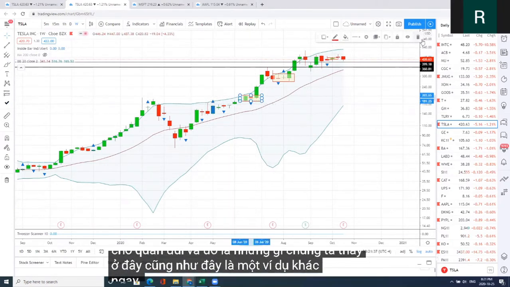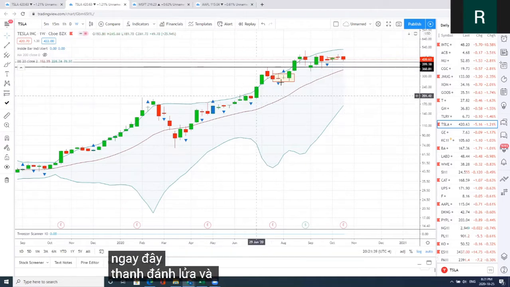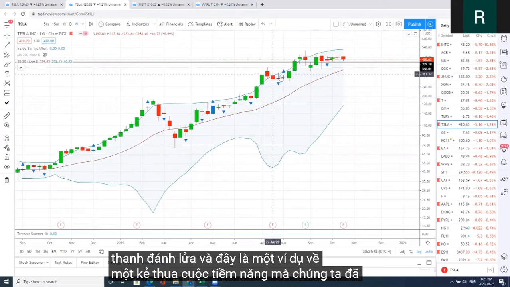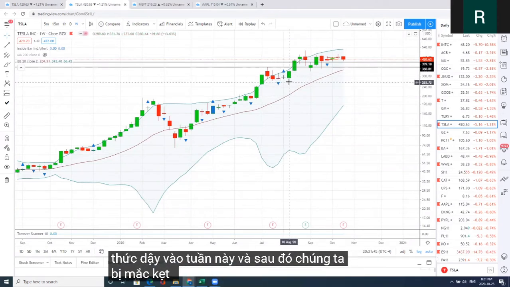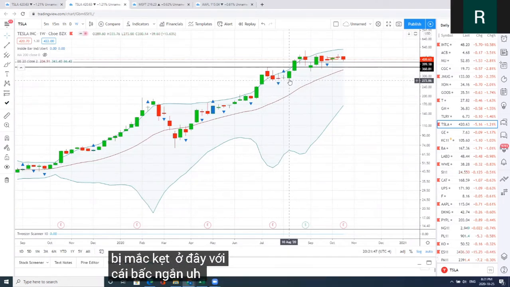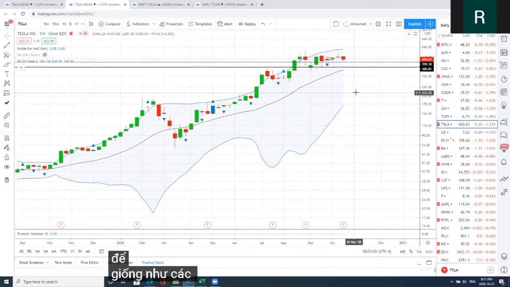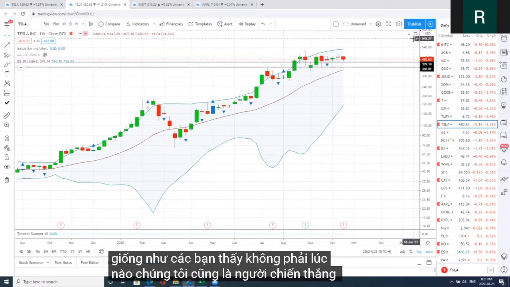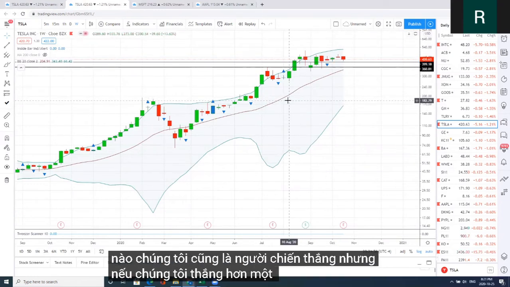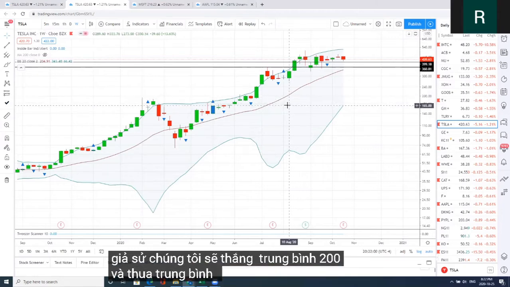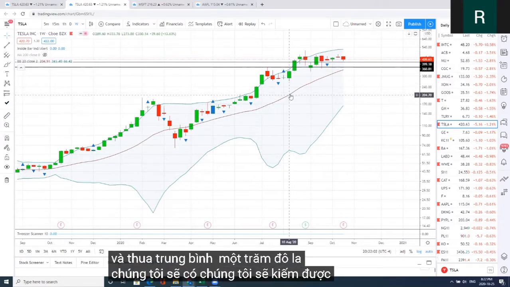Here's another example right here, an ignition bar, and here's an example of a potential loser where we have this wick, and then we get kind of trapped here with this short little wick that tries to fill a short, and then it turns around on us. So like you guys see, it's not always going to be a winner, but if we win more than half the time, and let's say we're winning on average $200 and losing on average $100, we're going to make profits.